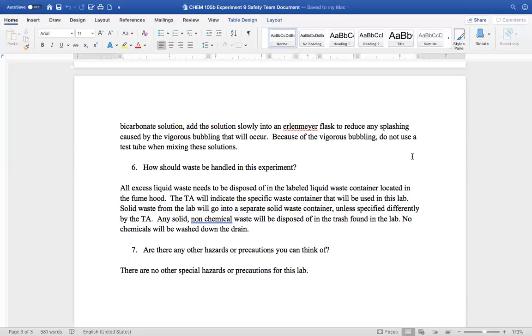Any non-chemical waste will be disposed of in the trash found in the lab as long as there are no chemicals on them. And there will be no chemicals washed down the drain, only water will be used in the sink. And there are no other special hazards or precautions for this lab to be noted.